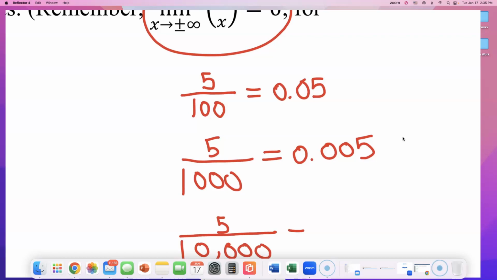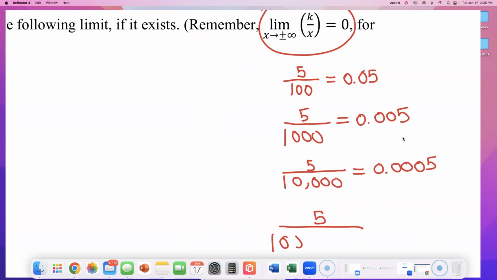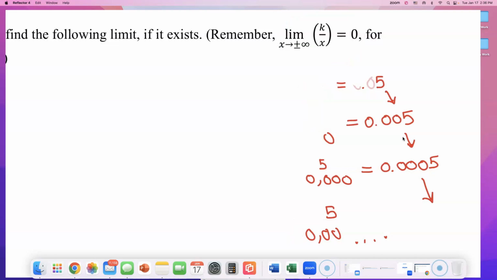So imagine dividing by a really, really big number. Like I can go to 10,000. I'll just have one more zero there. But as you divide by a bigger and bigger number, you see we are approaching what number? We're getting smaller and smaller, and we are approaching 0, okay? So if you have a fraction and you're dividing by a really big number, like positive infinity or negative infinity, this whole fraction is going to 0. That's what you will need to remember, okay?